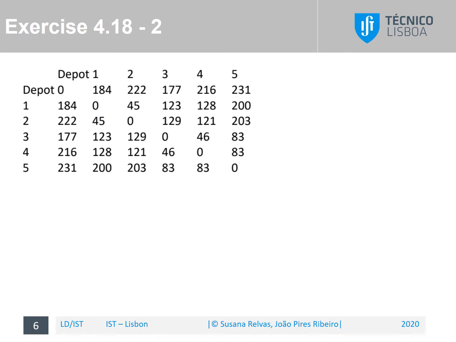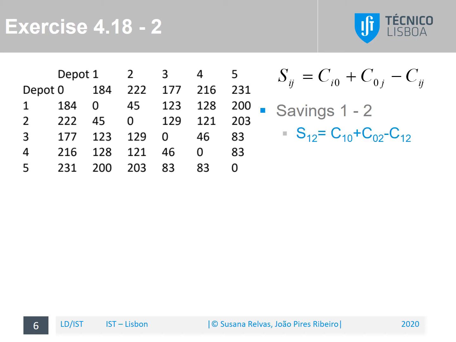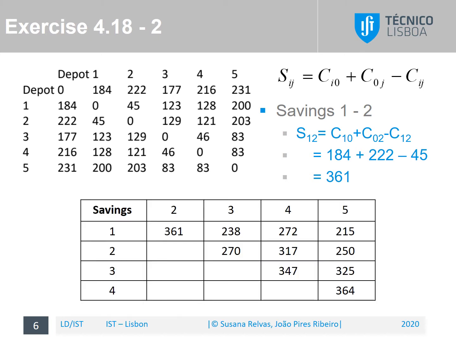So, how are we going to reach our savings? We know the formula from the previous slide, and we have here our distance matrix. So let's do, for example, the savings between client 1 and client 2. If we do it like this, we have all the information needed from our distance matrix. We reach the savings for client 1 and 2, and if we do this for all the other nodes, we reach this new matrix that is the savings matrix.